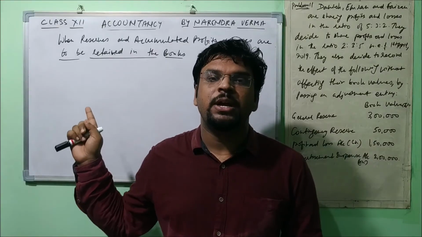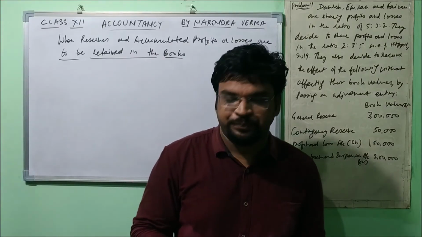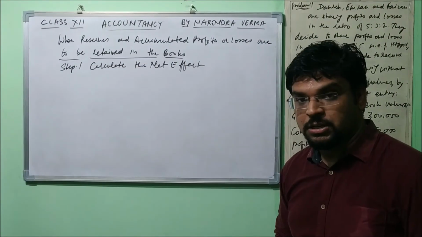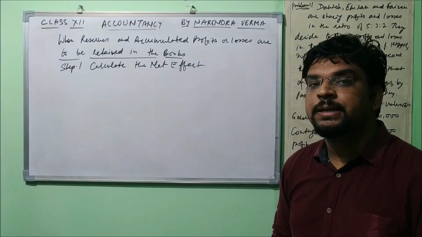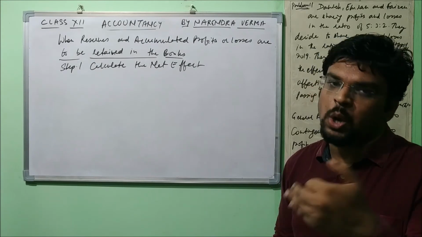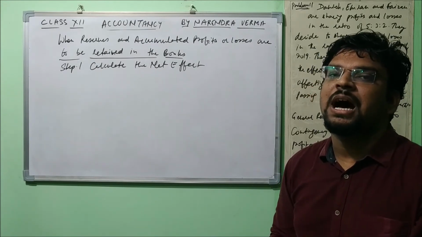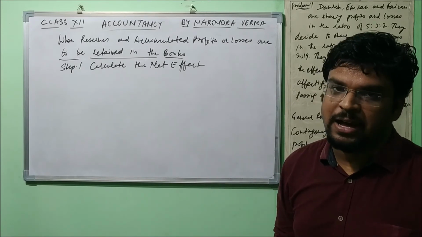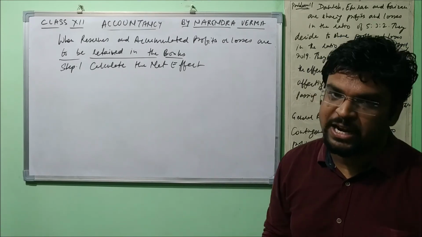So in this treatment, what will be the very first step? Let's see here. Very first step is to calculate the net effect. How is it going to be calculated? All the profits and reserves are put on one side and all the losses are deducted from the profits. The result is known as the net effect, and it can be positive as well as negative, right?